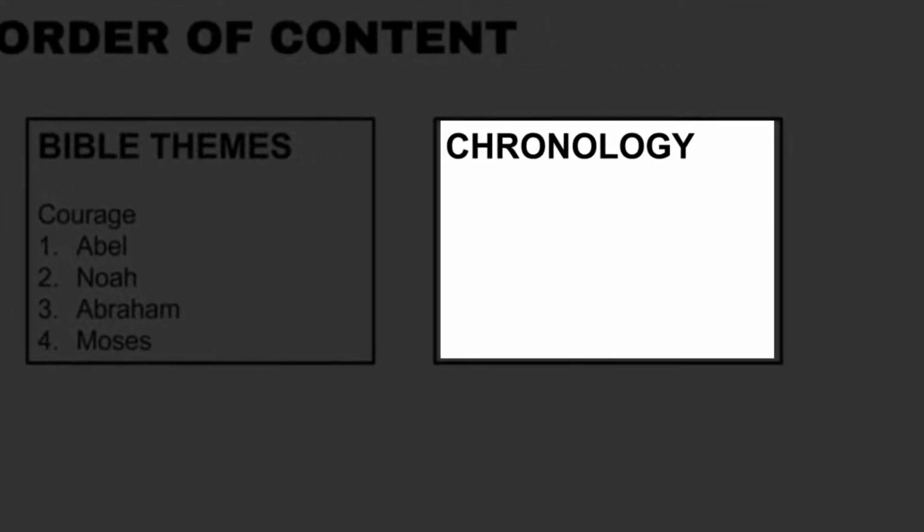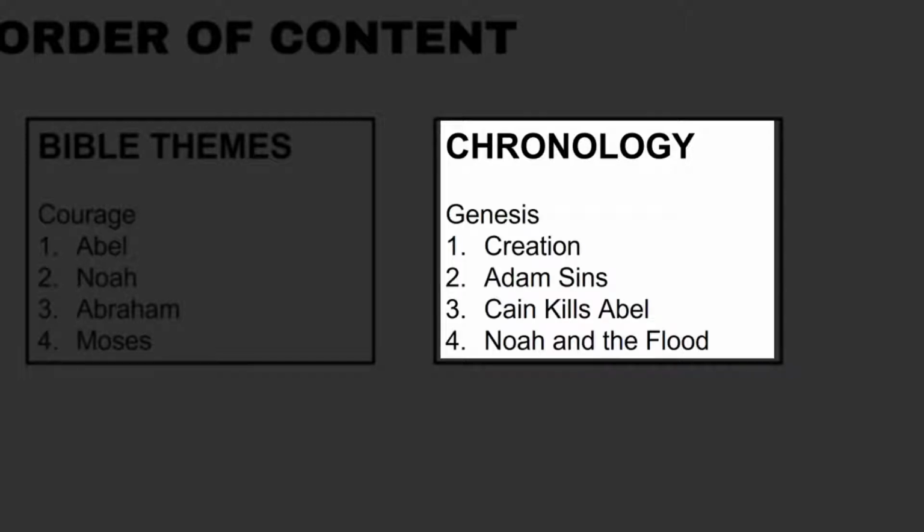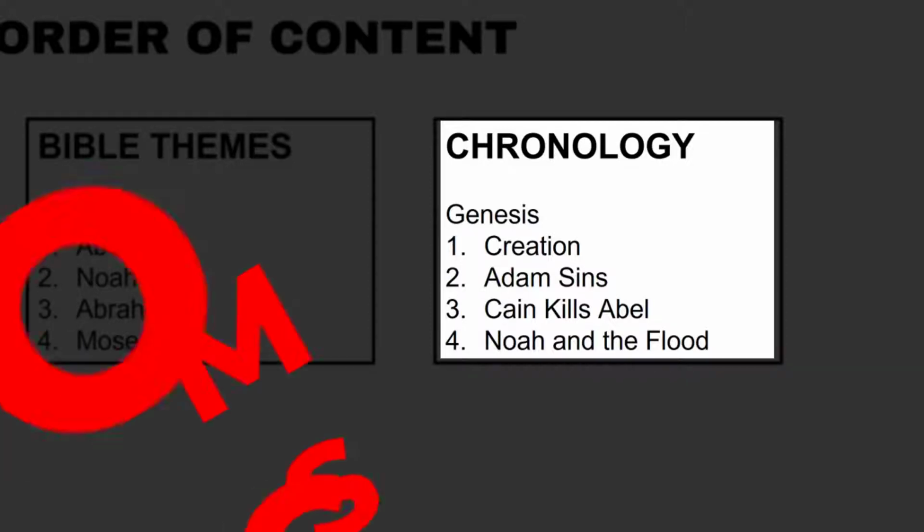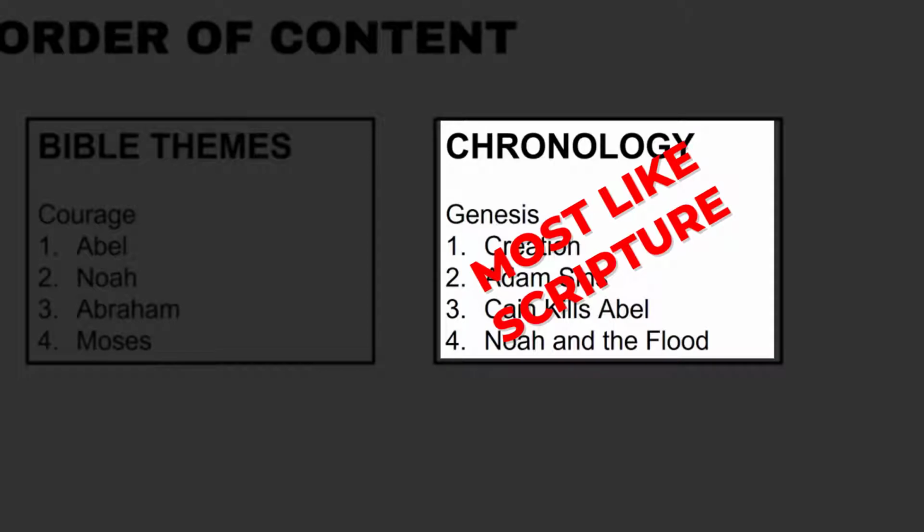Your sequence could follow the chronological order of how the content is given. In the Pentateuch, you would start with the creation and move through the story until the death of Moses. This type of structure most closely follows the manner in which the scriptures are given. And for our example, we are going to use this approach.